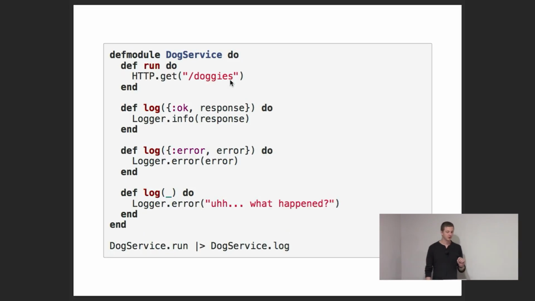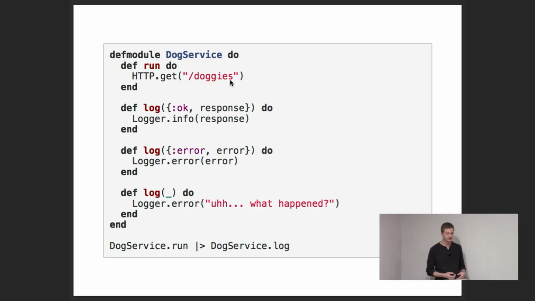So our functions can also have multiple implementations that pattern match. So rather than having an if statement, like if the first thing was an error and the last thing is a response, you don't have to do that. Your function can handle that, and it keeps your code really clean.